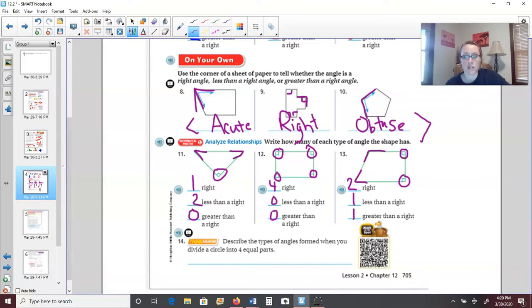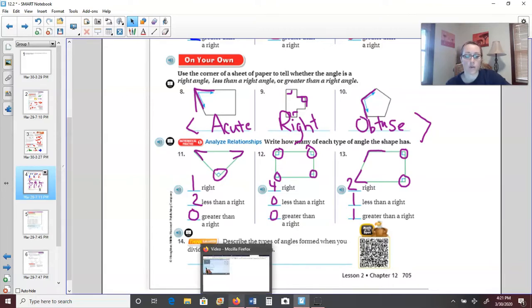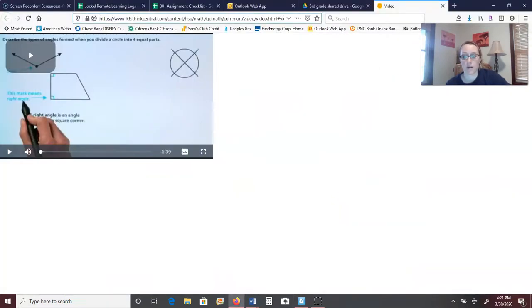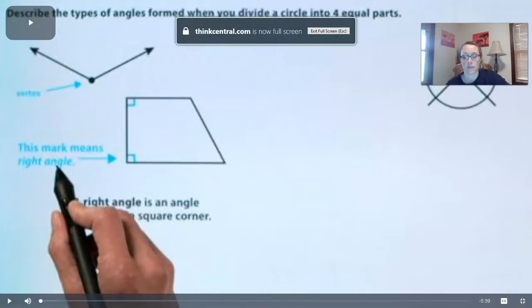All right, boys and girls, nice job so far. On number 14, think smarter. It wants us to describe the types of angles formed when you divide a circle into 4 equal parts. So in order to do that, I'm going to call on my math friend here to help us out. Let's see what he has to say.